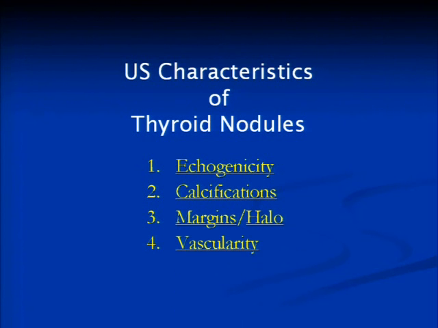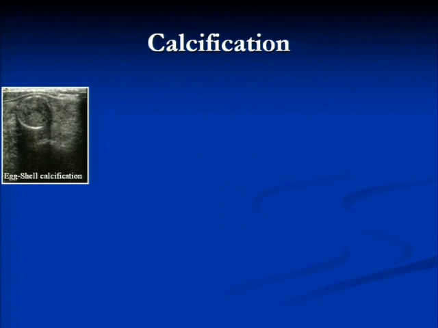And vascularity, and how that vascularity is distributed, peripheral versus central, when we talk about thyroid nodules, but also when we discuss lymph nodes, which Stephanie will discuss in the follow-up talk. So calcifications, what kind of calcifications do we have? Eggshell calcification, which is what it says, a calcification that's peripheral and surrounds the whole nodule.